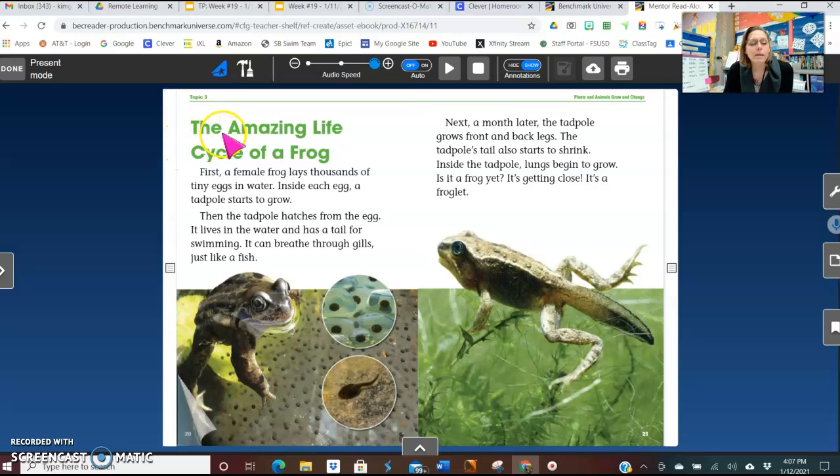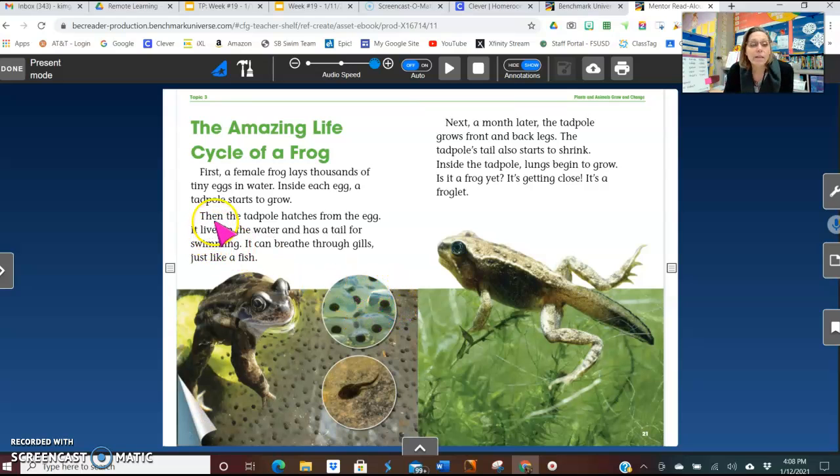Ready, begin. The amazing life cycle of a frog. First, a female frog lays thousands of tiny eggs in water. Inside each egg, a tadpole starts to grow. So I look down here and I'm thinking maybe this is the female frog. And maybe this is the water. And there's a reason why they're showing us this up close picture of all of these little spots down here. And you can see they're individual little eggs. Look at that. Those must be the eggs.